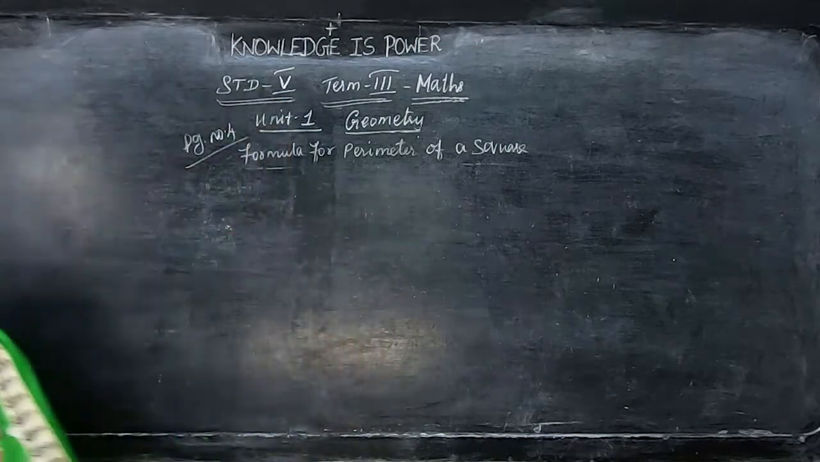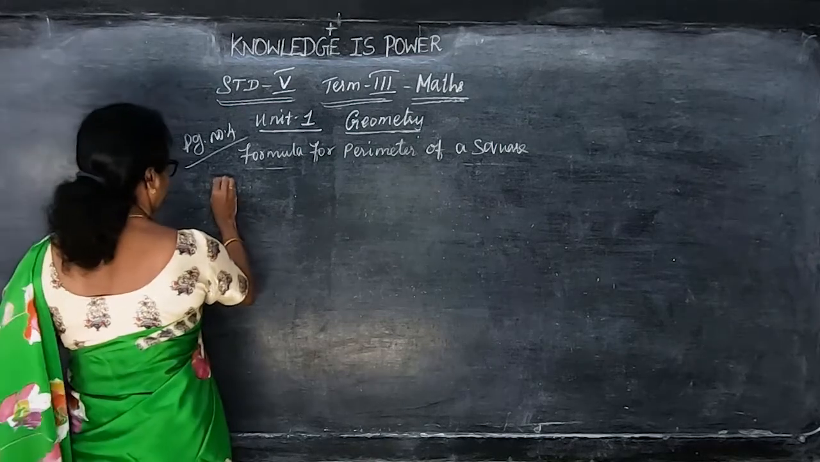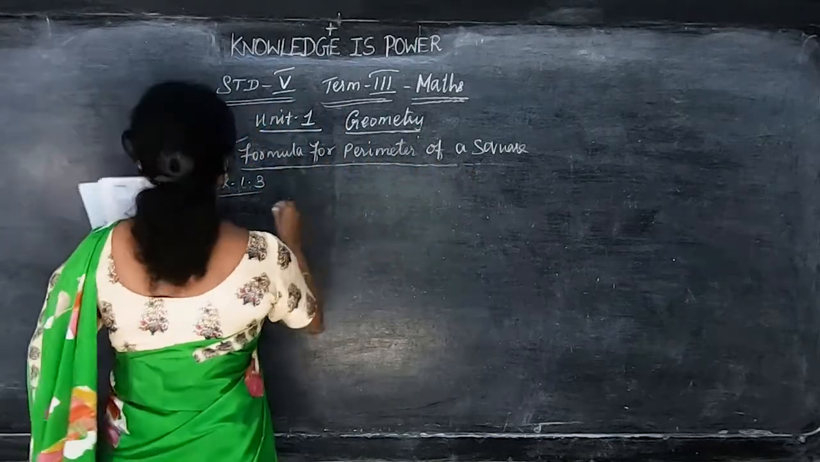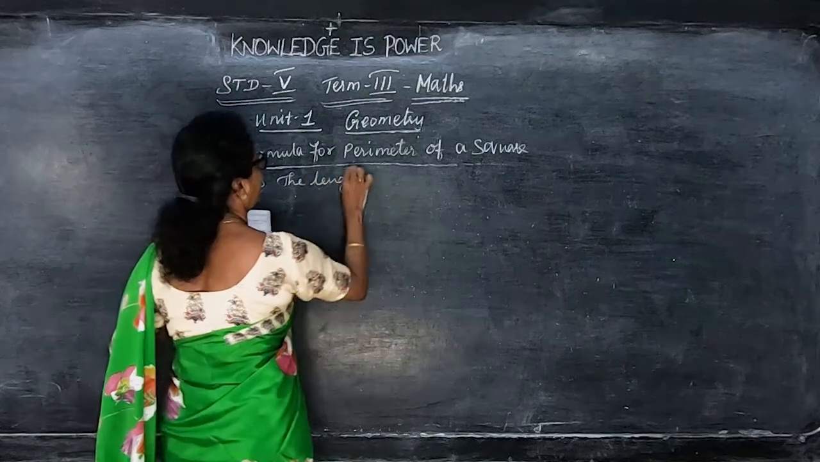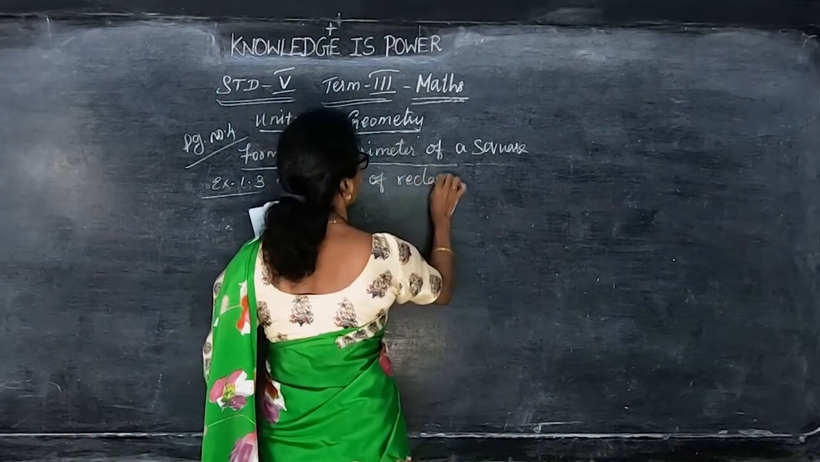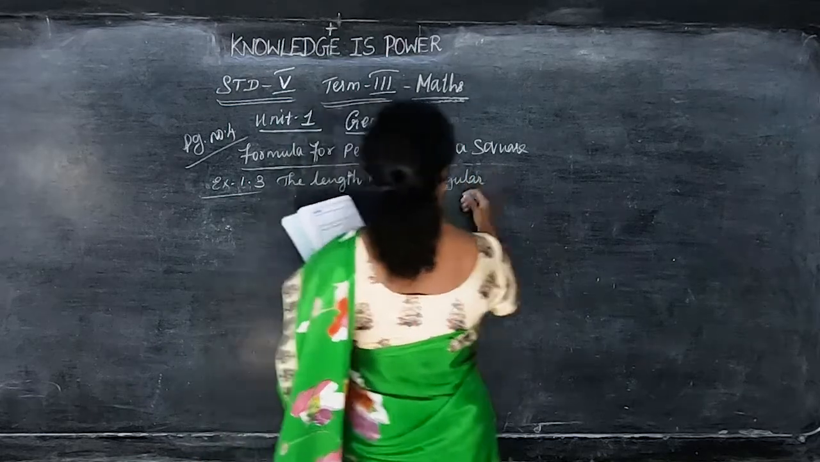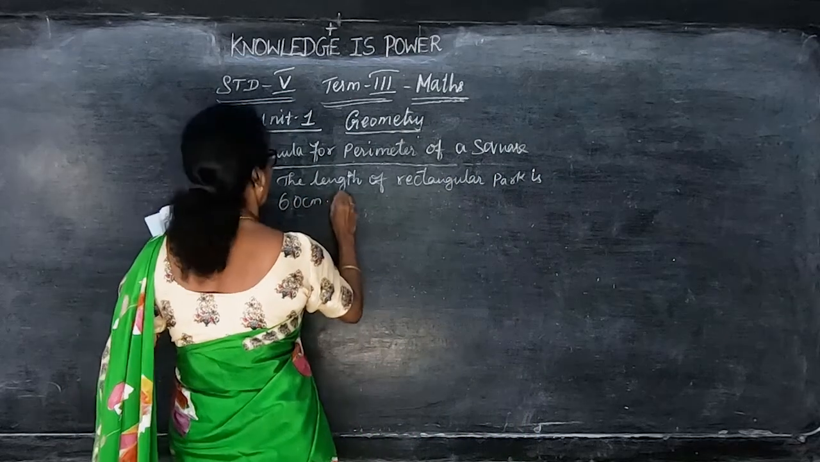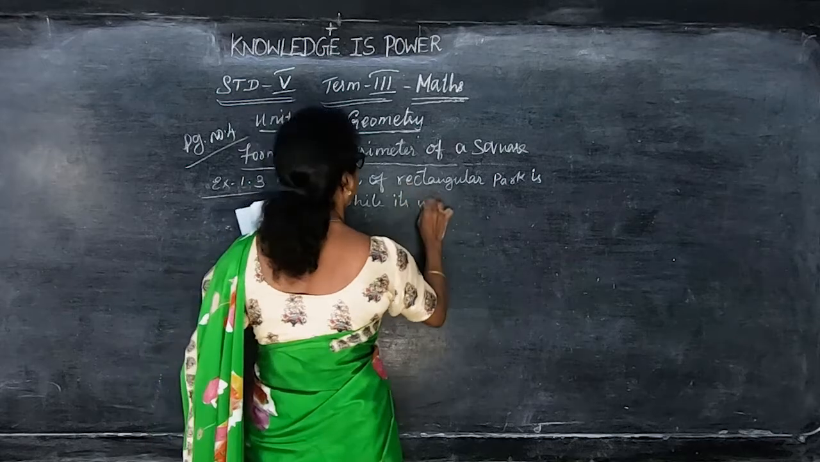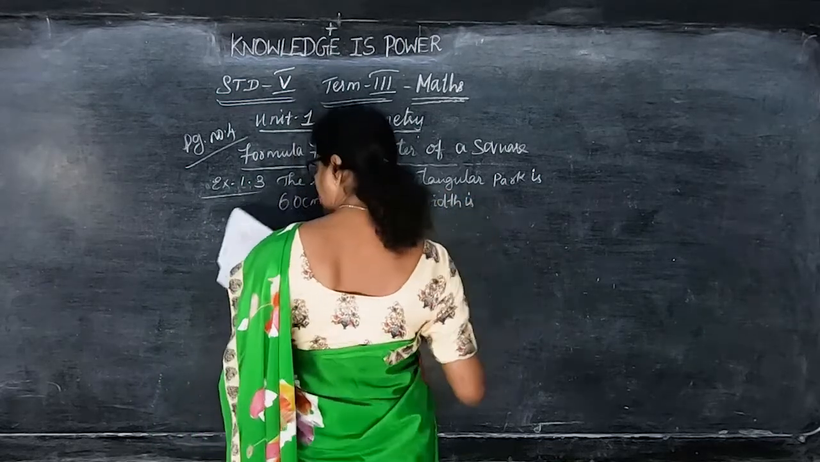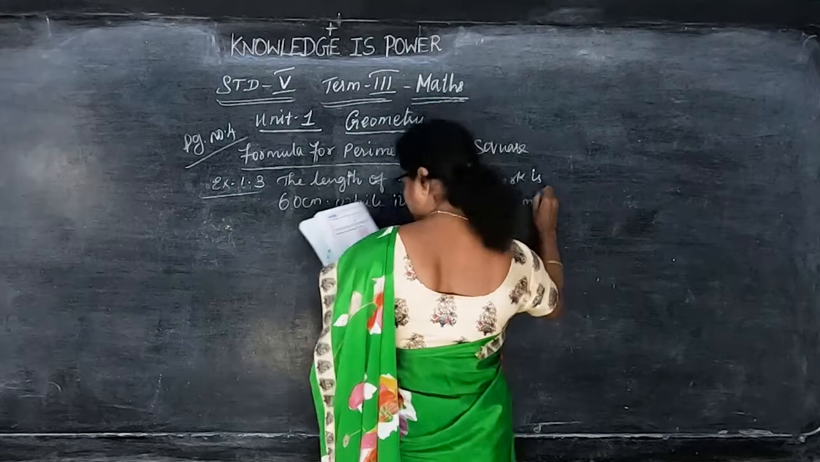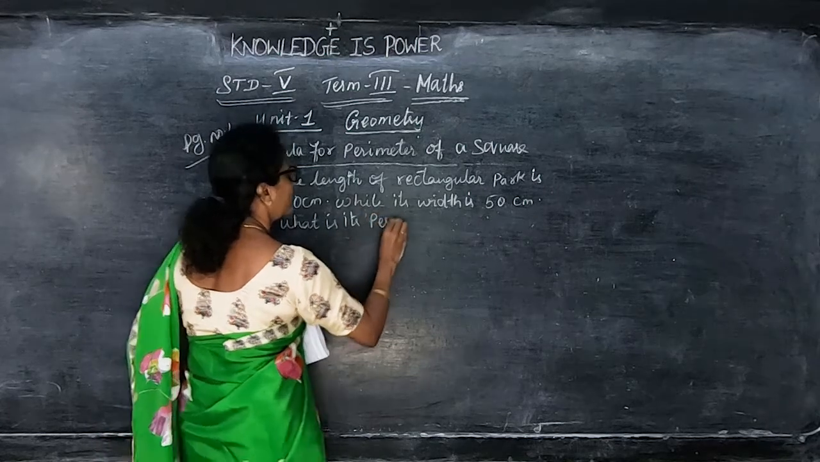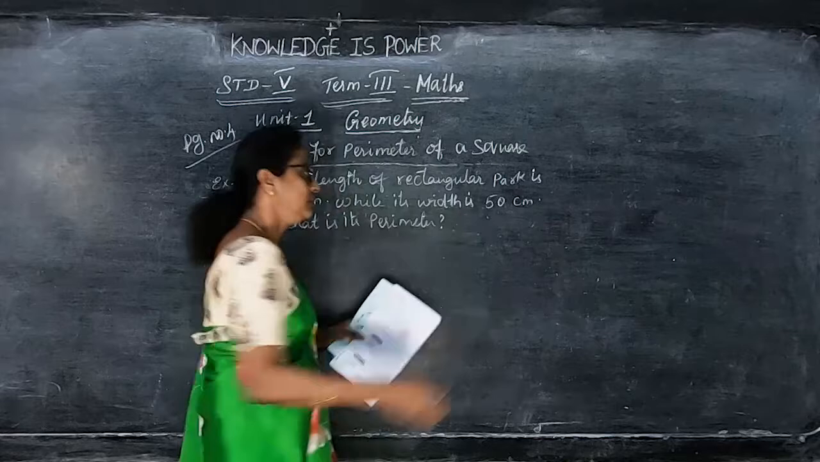Example 1.3. The length of a rectangular park is 60 centimeter, while its width is 50 centimeter. What is its perimeter? They can ask like this also. So length they said 60, and width you have to take as breadth.